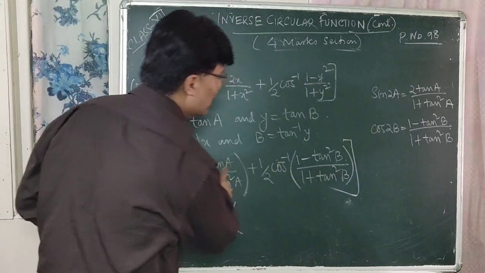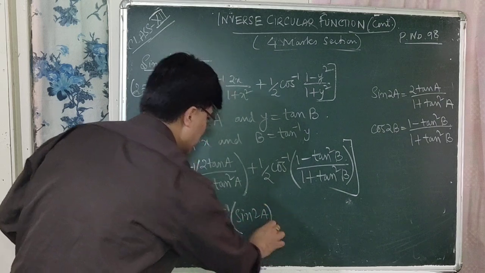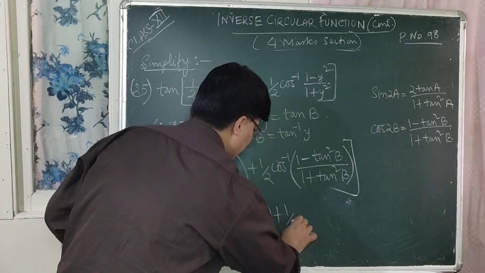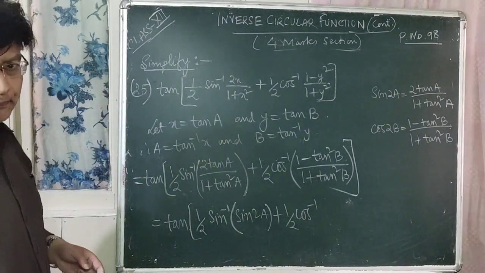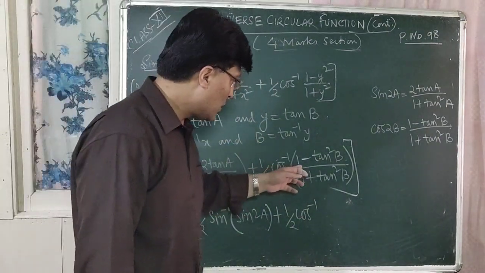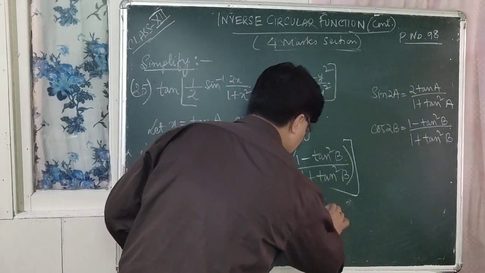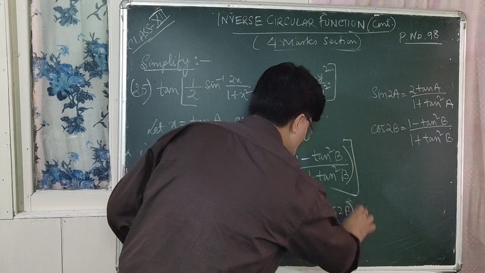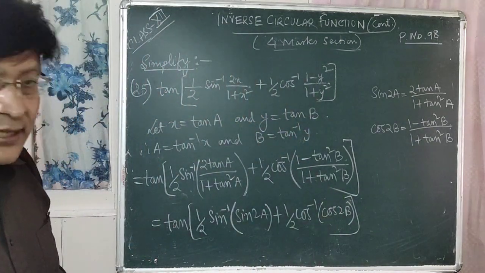So what is 2 tan A upon 1 plus tan square A? It is sine 2A. Sine 2A, right? Plus half cos inverse. What is the formula for that one? 1 minus tan square B upon 1 plus tan square B. What is it? It is cos 2B. So it is cos 2B. Then the third bracket is closed. Is it clear now?